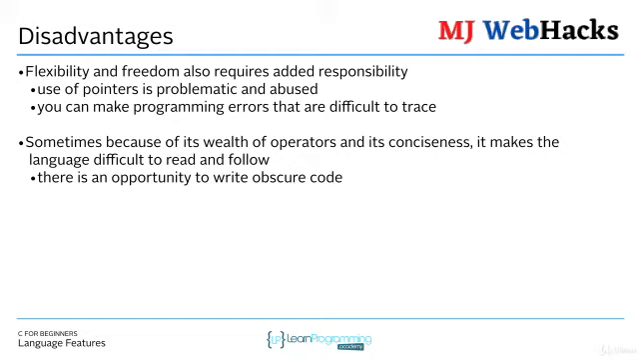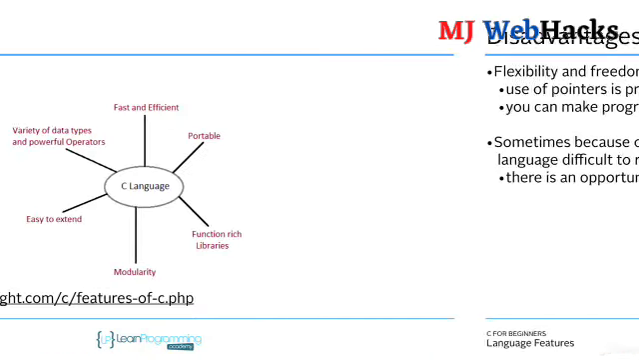Other things, because of its wealth of operators and its conciseness, make the language difficult to read and follow sometimes. For the most part, C is very easily readable. But if you use a lot of these different operators, that can make it more complex. So there's an opportunity to write obscure code, but any language can be badly written. You can use the English language when you speak and have bad grammar. It's no different when you use a programming language. But some say with C it's a disadvantage because of all these operators. If you use it incorrectly, it can be harder to follow the code.